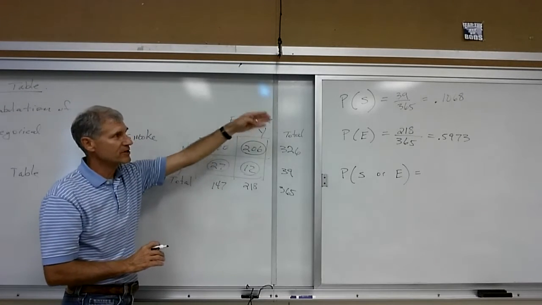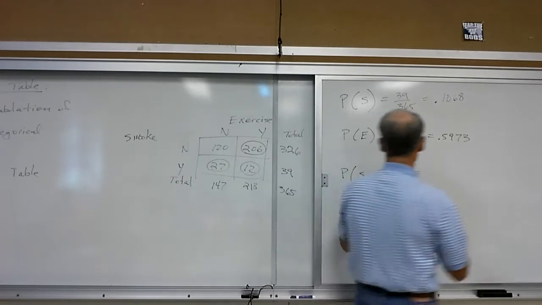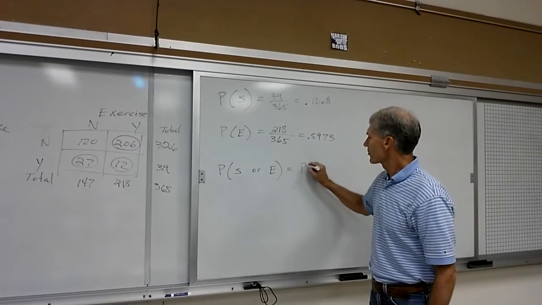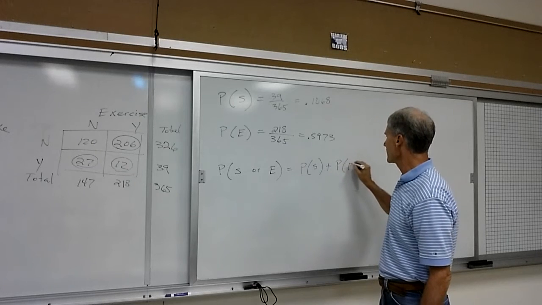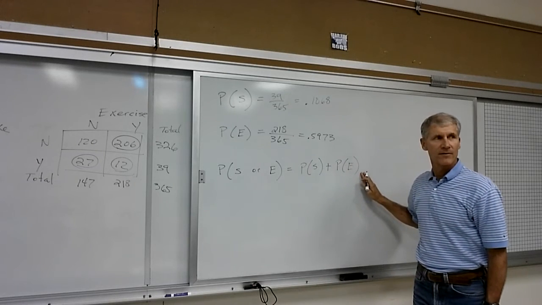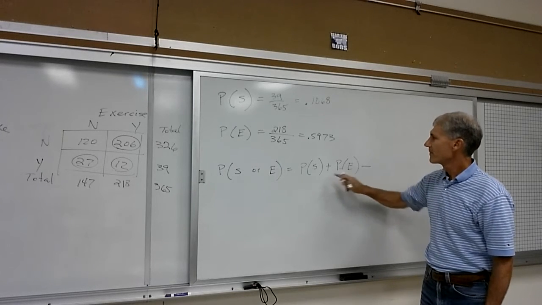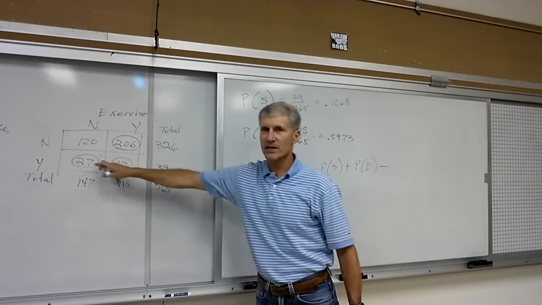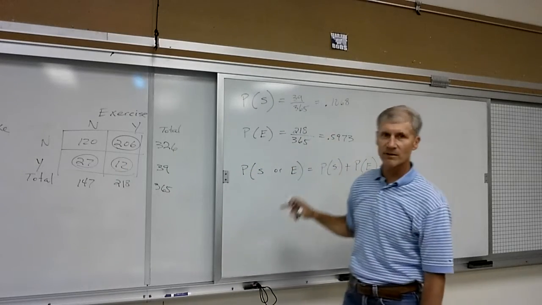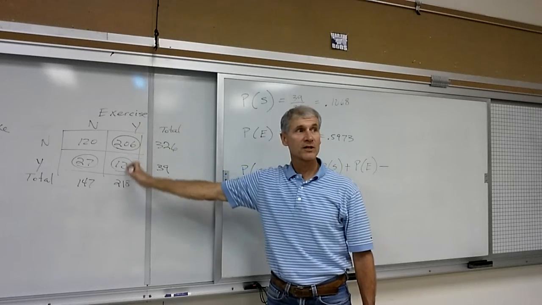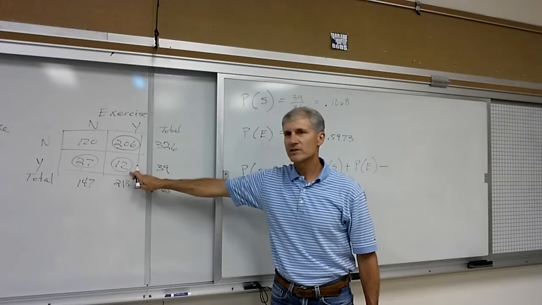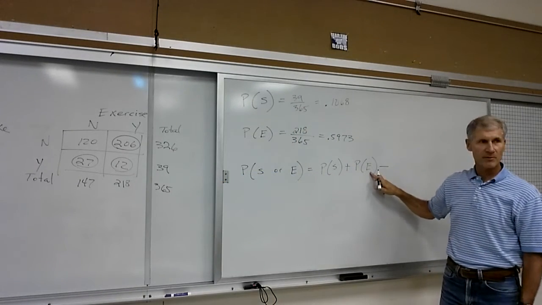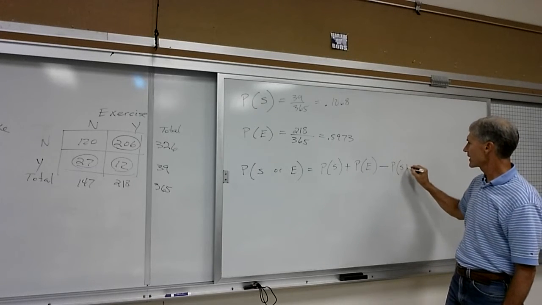But I can do it probably easier if you already have these. What is the addition rule? Probability of S plus probability of E, but among these smokers, look at this 39. This 39 was the sum of these 2 numbers, right? And then the 218 is the sum of these 2 numbers. Who gets double counted? The ones that satisfy both conditions, these 12 people. So the addition rule, you can sum the 2 probabilities, but then you must subtract off anybody who meets both.